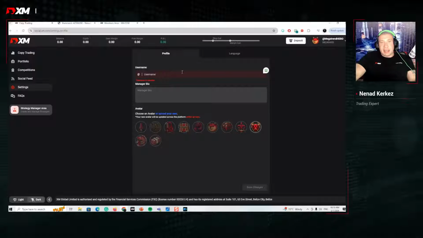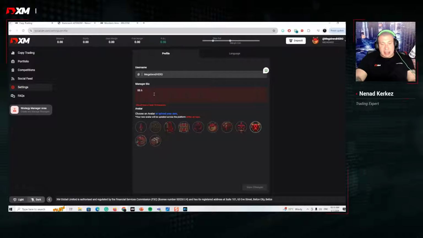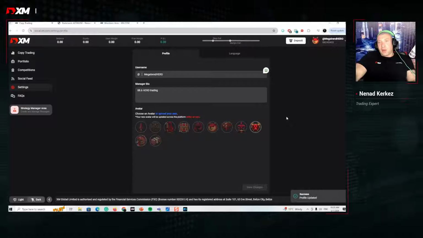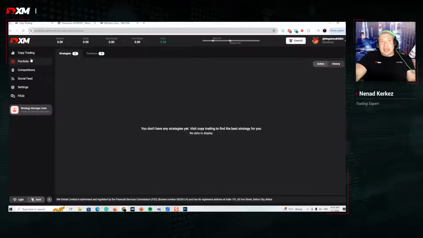Okay, so settings, Megatrend Hero. And here you write the bio. So 88.6 Hero Trading. For example, here you can put the picture, save changes, and this is all. So the profile has been updated. Now, guys, on the portfolio section, you will see your own strategy. So if I have a strategy for you, you will have it in my portfolio.